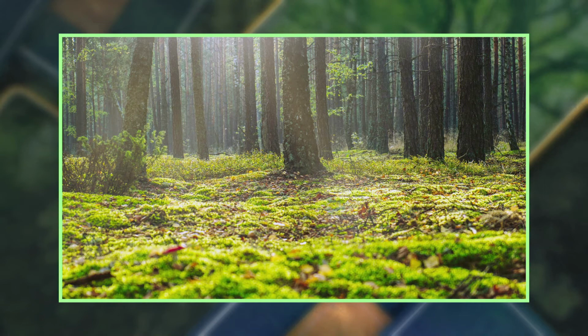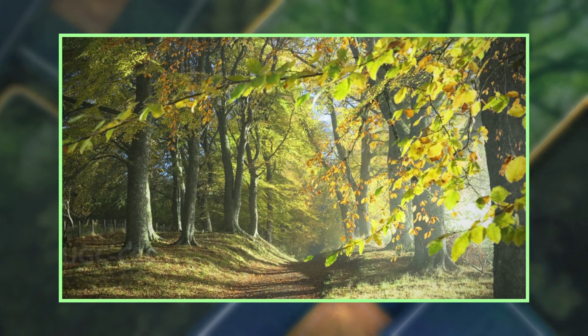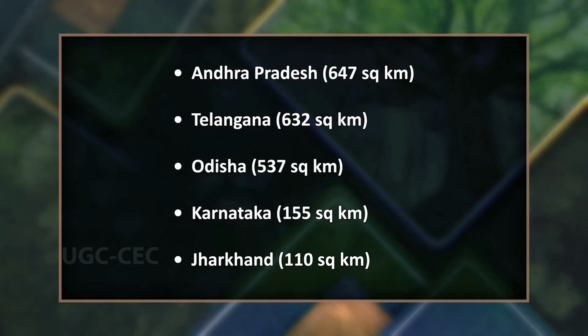India's total forest and tree cover is now spread across 80.9 million hectares, which is 24.62% of the total geographical area of the country. The top 5 states in terms of increase in forest cover are Andhra Pradesh with 647 square kilometers, Telangana with 632 square kilometers, Odisha with 537 square kilometers, Karnataka with 155 square kilometers and Jharkhand with 110 square kilometers. The gain in forest cover or improvement in forest canopy density may be attributed to better conservation measures, protection, afforestation activities, tree plantation drives and agroforestry.